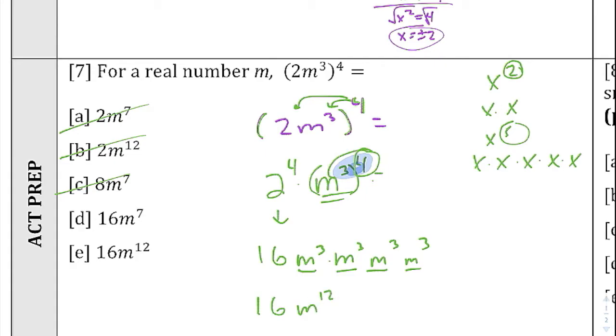And so in the end, if you have a power stacked to a power, we're just actually multiplying those powers out. And so our answer has to be 6m to the 12th power. So our answer here is actually E.